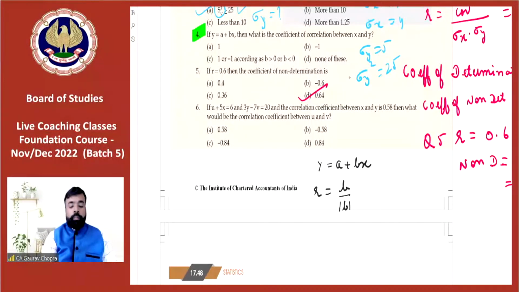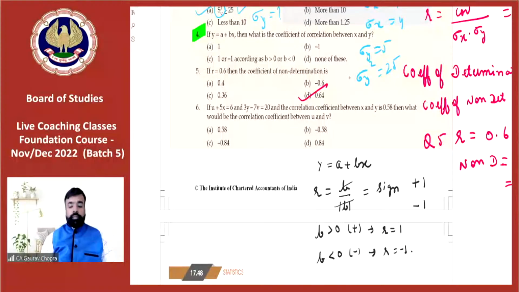b upon mod b. So b and b will cancel. What will be left? Sign will be left. So either it will be plus 1 or it will be minus 1. If b is greater than 0, or we can say positive, then r will be plus 1. If b is less than 0, that is negative, then r will also be negative, so minus 1. So in this fourth one, the question is saying 1 and minus 1, option C. Accordingly, if b is greater than 0, then 1, less than 0, then minus 1. So option C is the most appropriate.